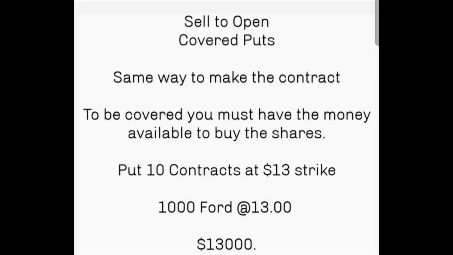Okay, so a sell to open covered put. You make the contract the same way as you would the call, but to be considered covered, you have to have the money available to buy the shares. So for example, you make 10 put contracts at a $13 strike price. Somebody buys them from you, and then they decide to exercise those 10 contracts. So now you're going to have to buy 1,000 shares of Ford at $13. So you're going to need to have $13,000 available for that trade, and you will be considered covered.